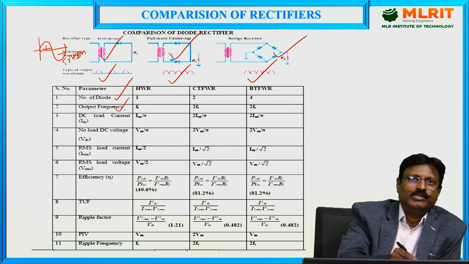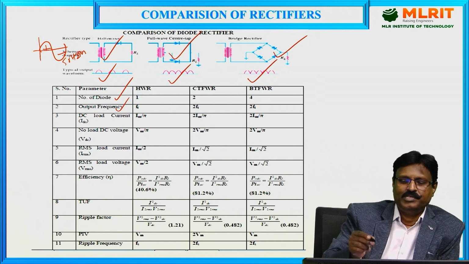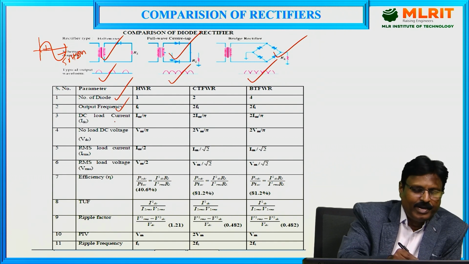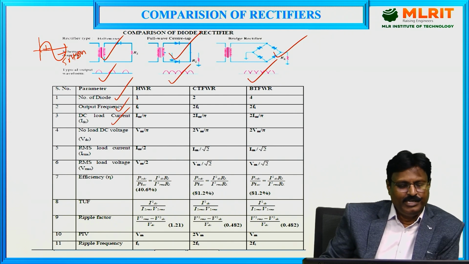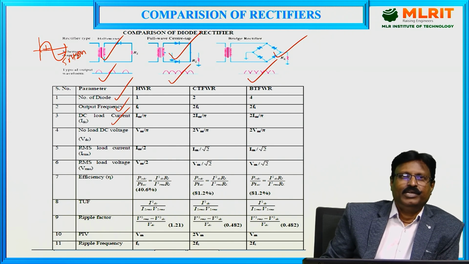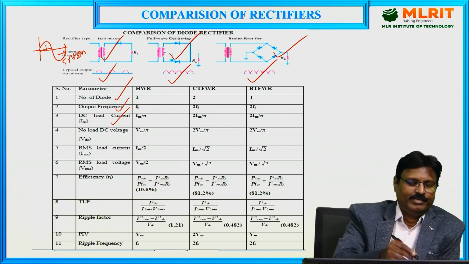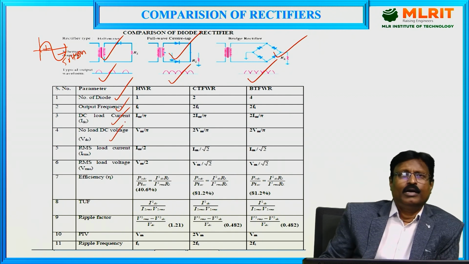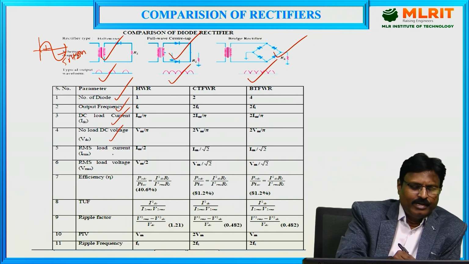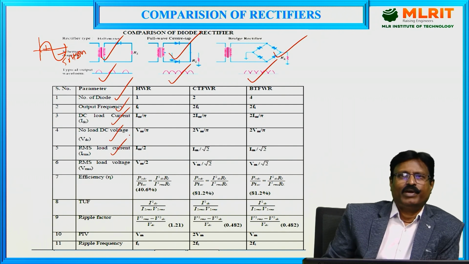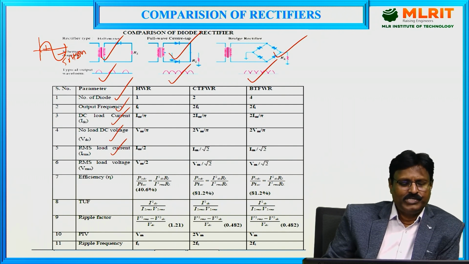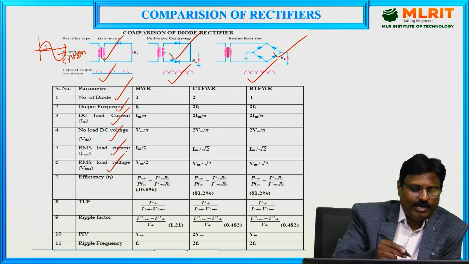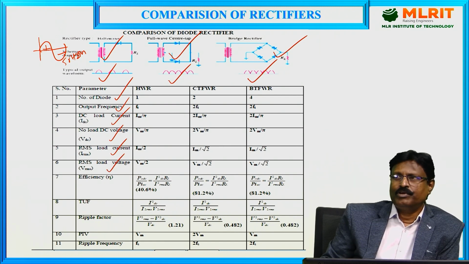So what happens to the output frequency if it is half wave, if it is full wave, if it is a bridge rectifier? Let us see. And the third parameter is DC load current, that means the average current value, which we already derived. And the next one is the no-load DC voltage, that is VDC. Okay, and the next one is about IRMS values, the root mean square load current value, and the VRMS value is one more parameter.